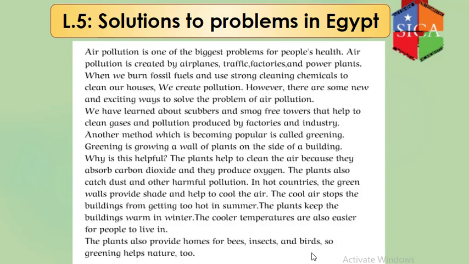So we have to increase plants to increase the oxygen in the air and clean the air from pollution. And also we have to use these new innovations like scrubbers and smoke-free towers to clean the air around us.